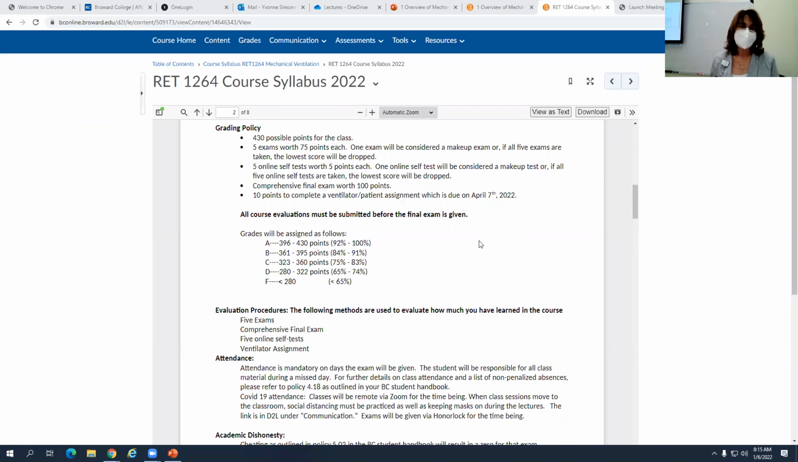And then there's an assignment that I'll give you after spring break, or maybe right before spring break. It's a ventilator assignment where when you're at the hospital with your clinic instructor, you let them know about the assignment. They take you to a patient's room that's on the ventilator, and you have to record the data on the ventilator. And you have to do this for different modes of ventilation. And then that's due April 7th.